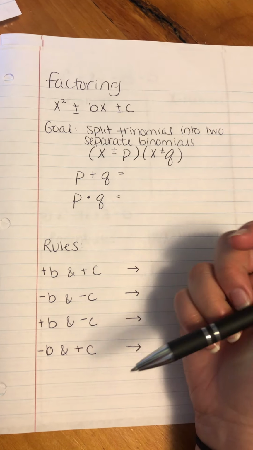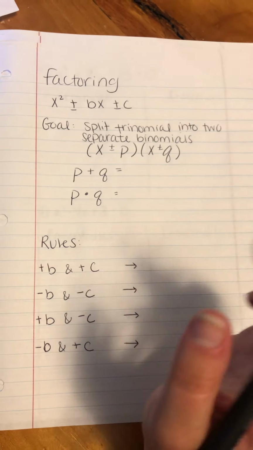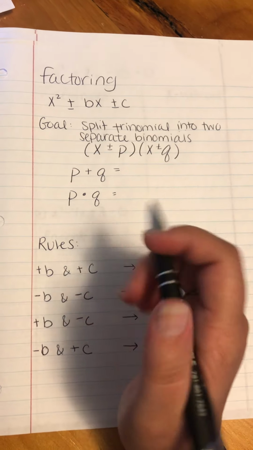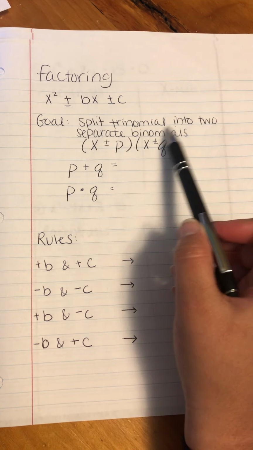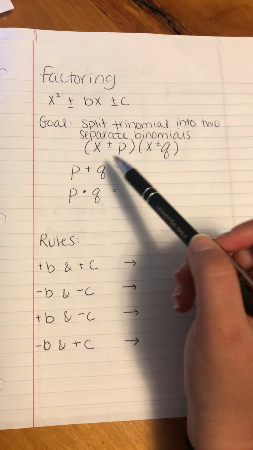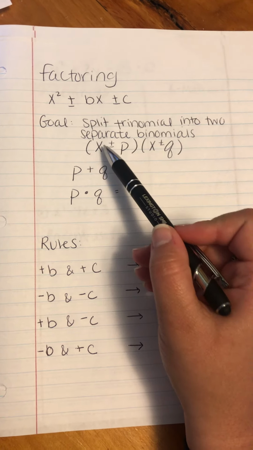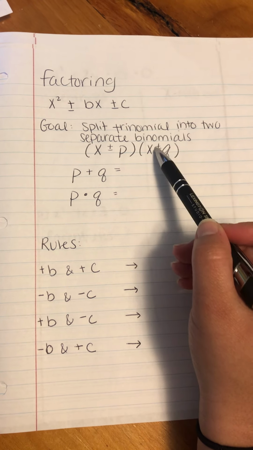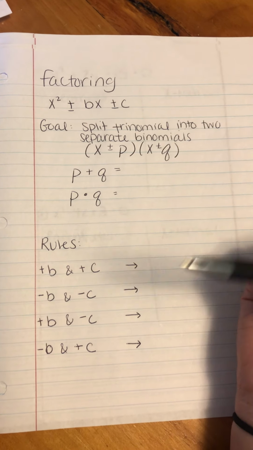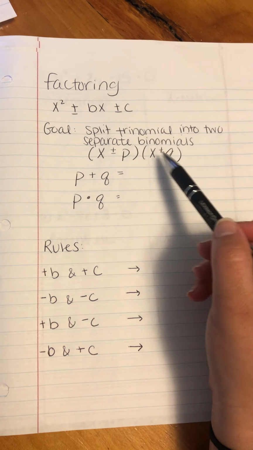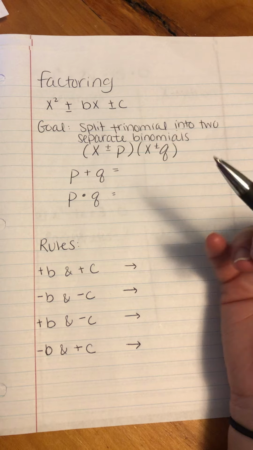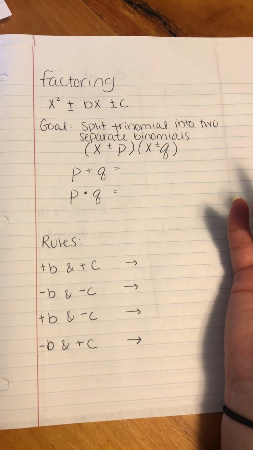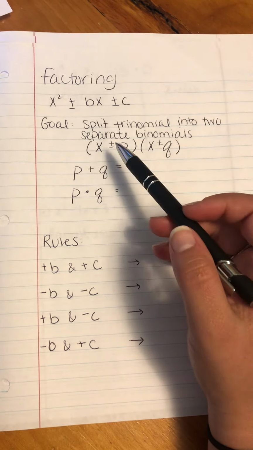Last week we took out the GCF, which was just a monomial times a polynomial. Now we're taking a trinomial, we're breaking it into two binomials. So our goal is to split it into two separate binomials. So I would have x plus or minus some number p and x plus or minus some number q as my final answer. And once I had these numbers for p and q, I could move forward and find the roots of these by setting both of these binomials equal to 0.